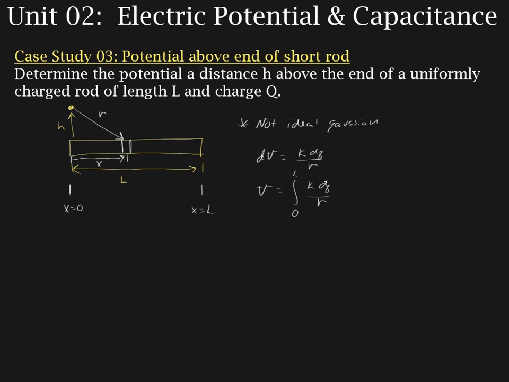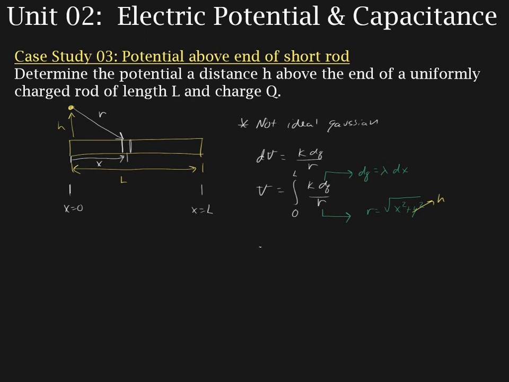Now when we look at dq, we know that dq is going to be equal to lambda dx, and that r, now this one's going to be a little more difficult, r is going to be equal to the square root of x squared plus y squared, where y is a constant value. This value never changes, and so y is equal to h in this problem because it's a constant. Okay, so y is equal to h.